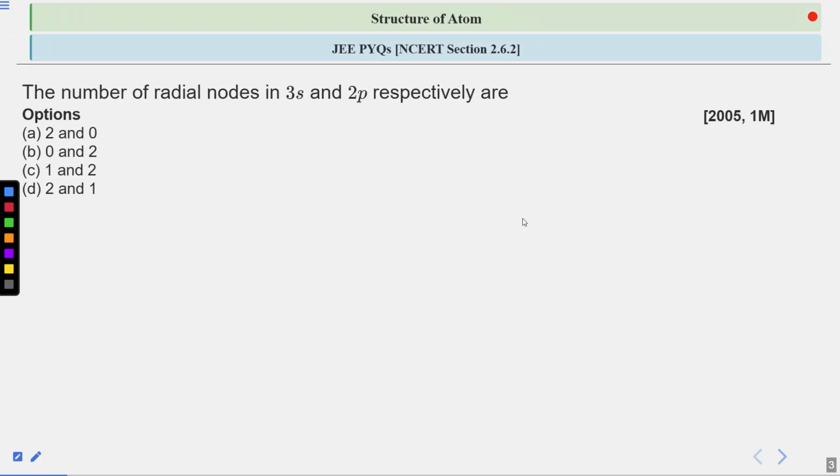So here is your first question. It was asked in 2005 for 1 mark. The number of radial nodes in 3s and 2p respectively are. So your time to solve this question starts now.